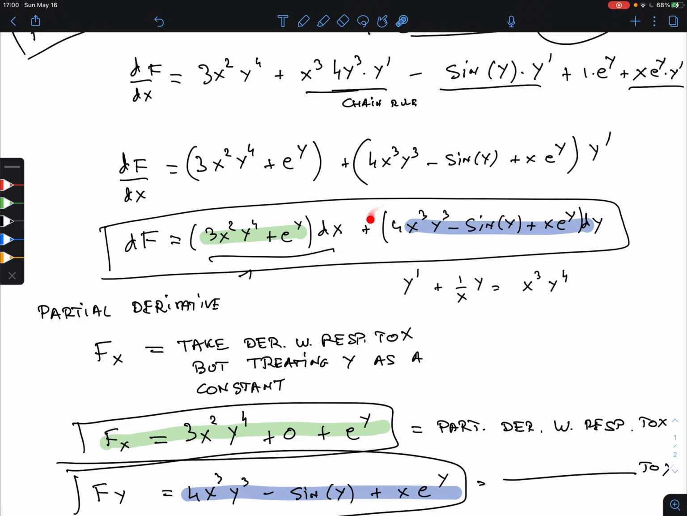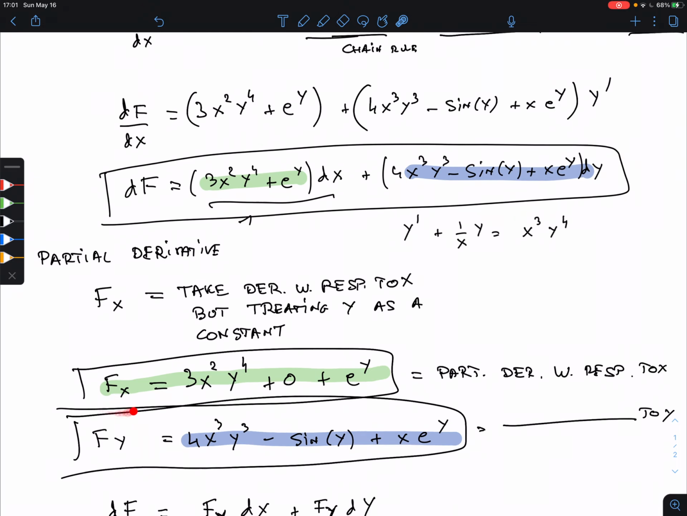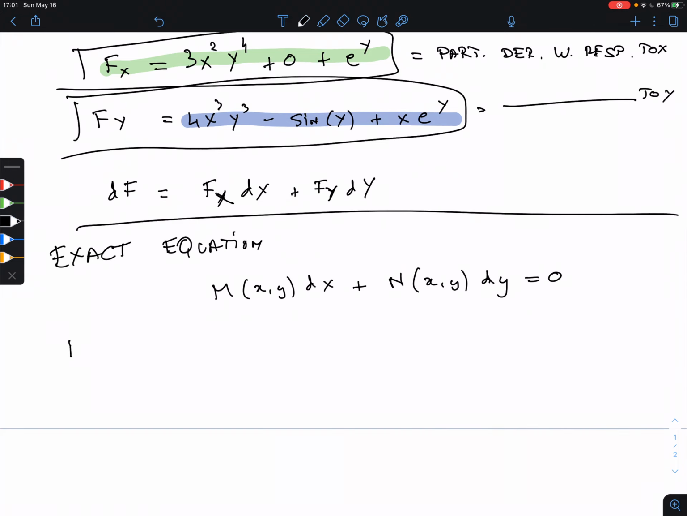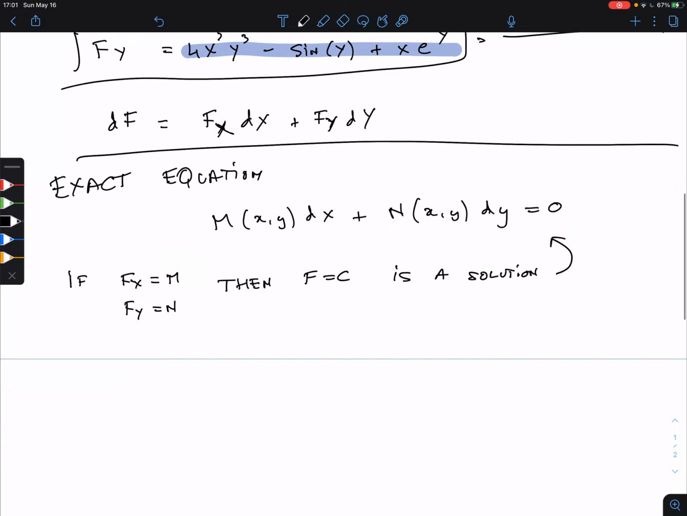Okay, so we have this guy and this guy. Now remember, what were these guys? This was the partial with respect to x, this was the partial with respect to y. So in other words, if we have a function f, so that this is the partial with respect to x, and this is the partial with respect to y of this function, then f equals a constant is a solution of this. Okay, so write me that down. If f sub x is M, and f sub y is N, then f equals a constant is a solution to this equation. And this is what we want to do now.